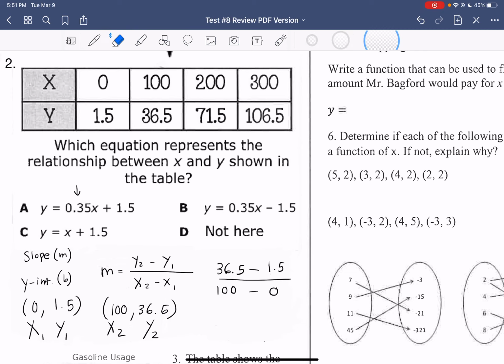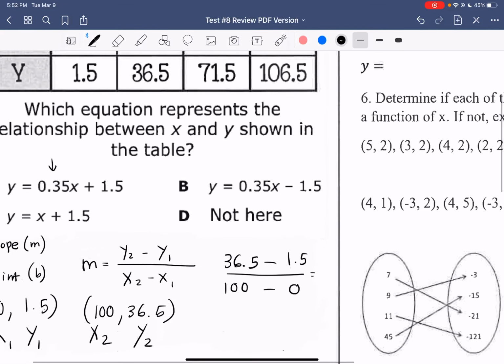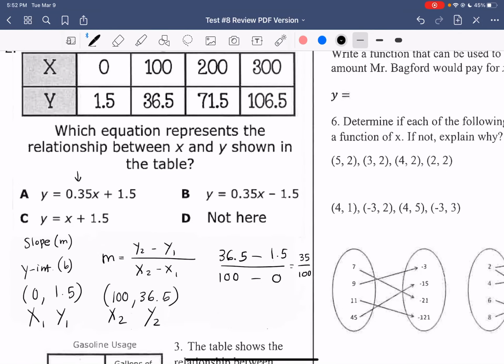So from there, we're going to simplify. 36.5 minus 1.5 will give you 35. 100 minus 0 is 100. So we don't see any of that slope in any of the formulas. So let's go ahead and take that and turn it into a decimal. 35 divided by 100, we know is going to be 0.35. So that's our slope here. I've just written that in.